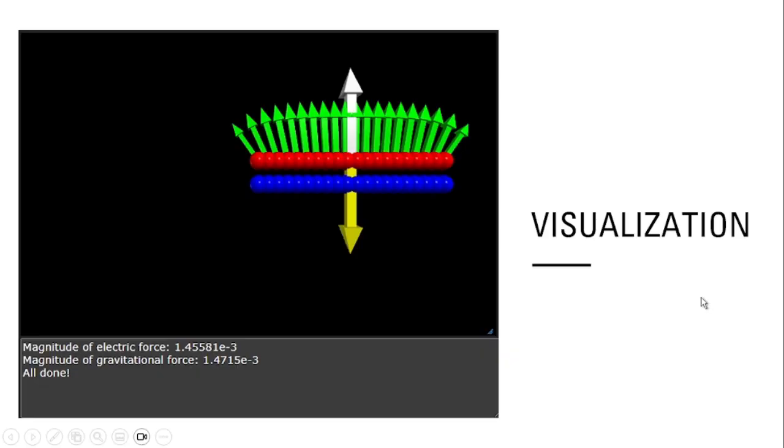So here we have a visualization of the computational model with the green arrows representing the electric field generated by the bottom tape. And then we have the yellow arrow right here representing the force of gravity on the top tape, and then the white arrow over here balancing the force of gravity, acting as the electric force due to the bottom tape onto the top tape.